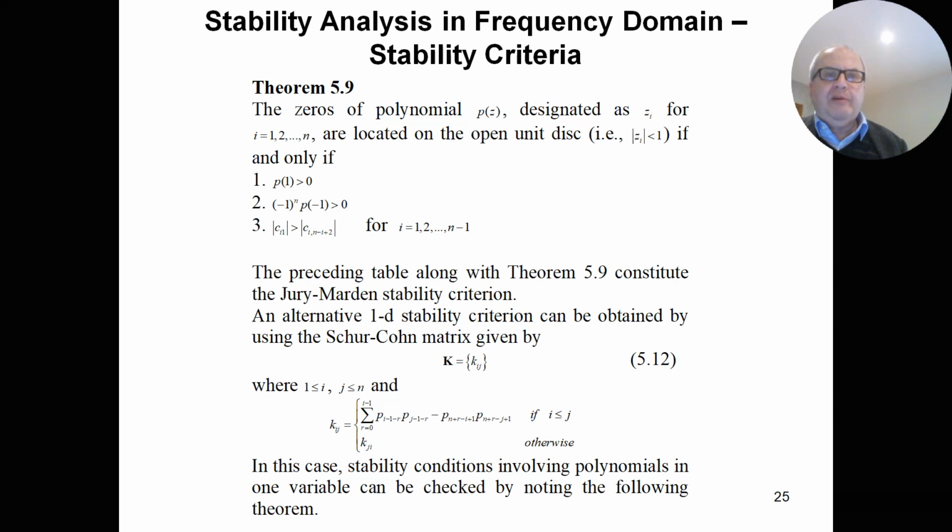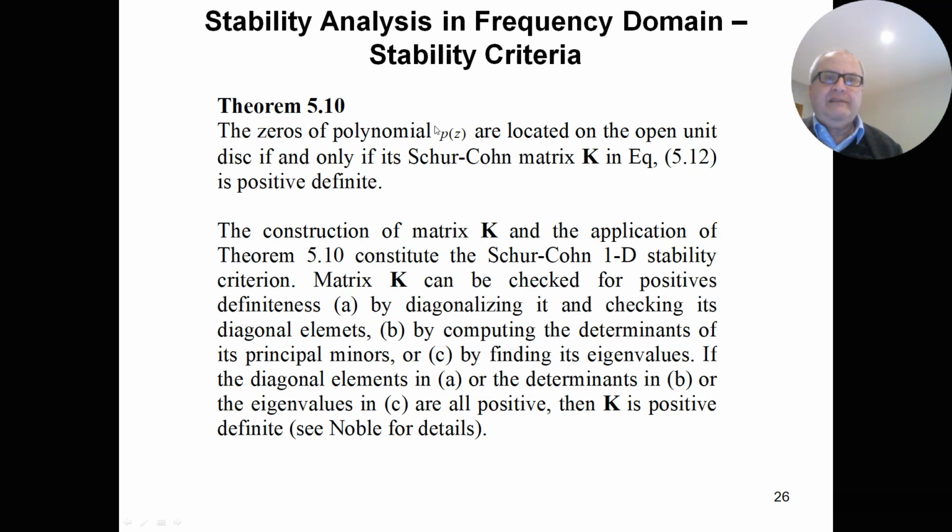algorithms. The next theorem says that the zeros of polynomial P(z), designated as z_i, for i equal 1 to n, are located in the open unit disk if and only if we have this. This is not a theorem of two-dimensional systems. This is a theorem of one-dimensional systems, but this is the necessary background, the necessary theorem that we use in order to prove a theorem for two-dimensional systems. This is a theorem for one-dimensional polynomials. I omit some mathematical details, and finally we have this formulation.